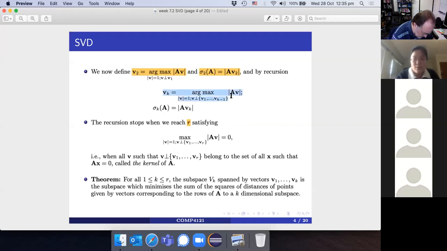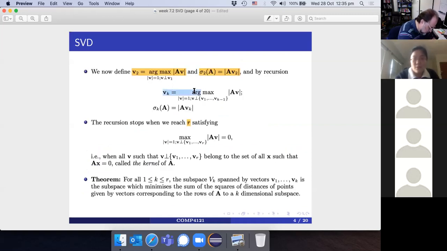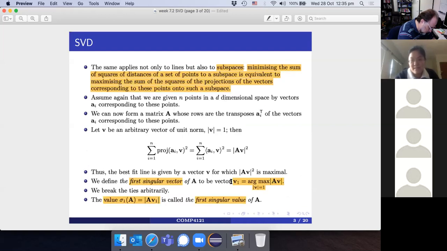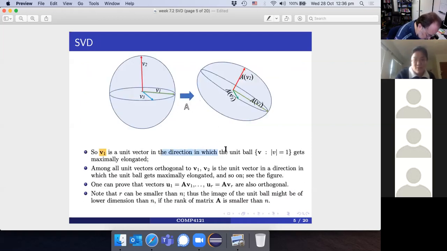This conclusion is exactly what we defined for V1. V1 is the vector in the direction in which the unit ball, which means in this condition, the length of AX is maximally elongated, and similarly for V2.